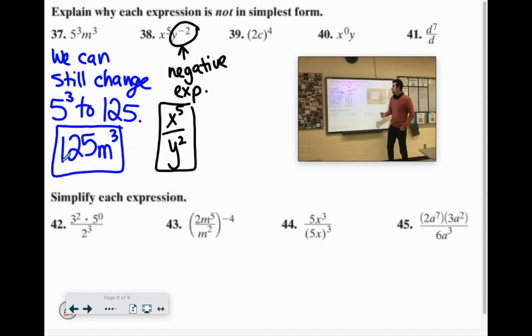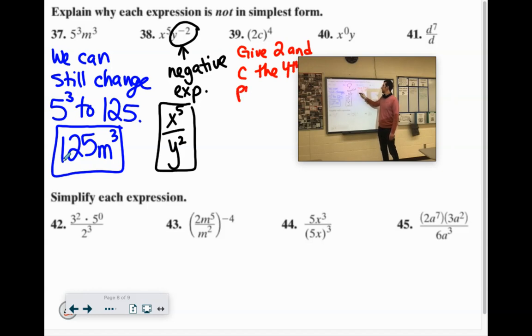2c to the fourth, that's all raised to the fourth, so we need to give the fourth power to everything. Give 2 and c the fourth power. So it'd be 2 to the fourth, c to the fourth, and then 2 times 2 times 2 times 2 would be 16 c to the fourth.